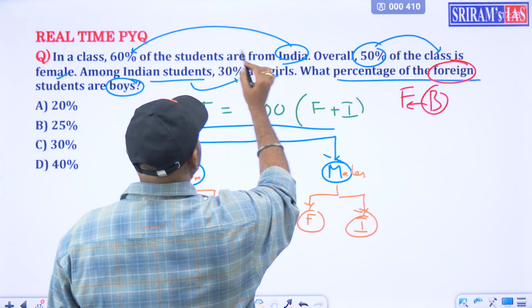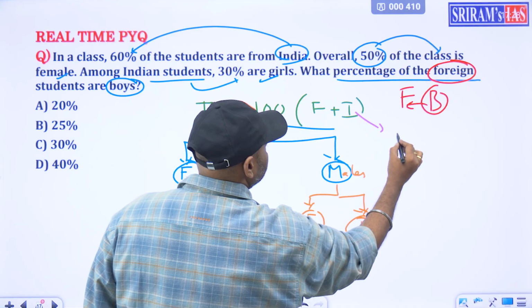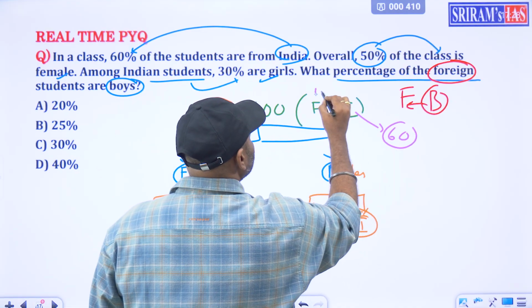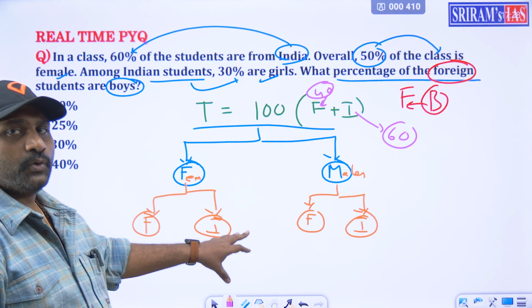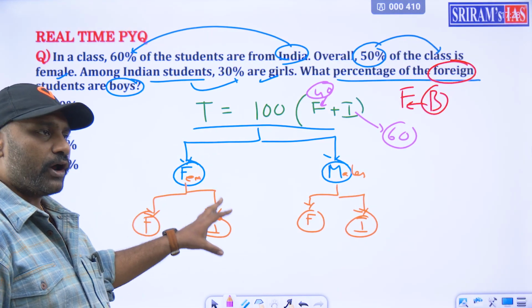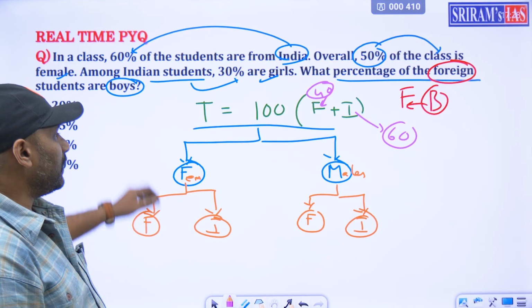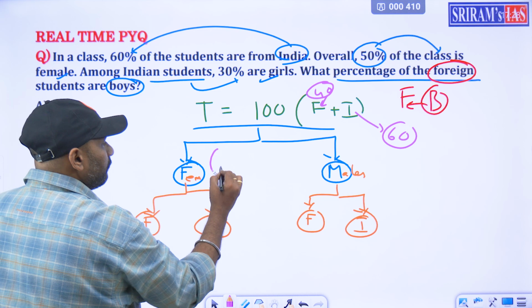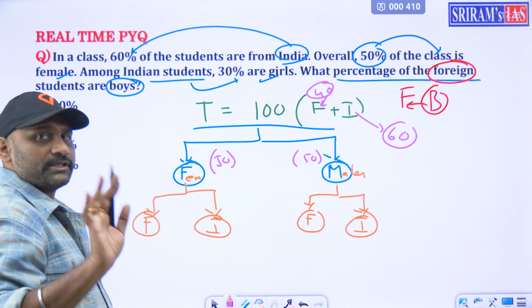So here it is clearly said that if the total is 100, Indians are 60. That means total foreigners must be 40. So in this 40 only, you have males and females, foreign females and foreign males. Next, 50% of the class is female. That means out of the total, females are 50. That means males are also 50. That is the first point.